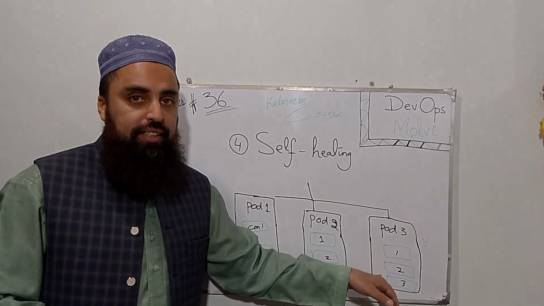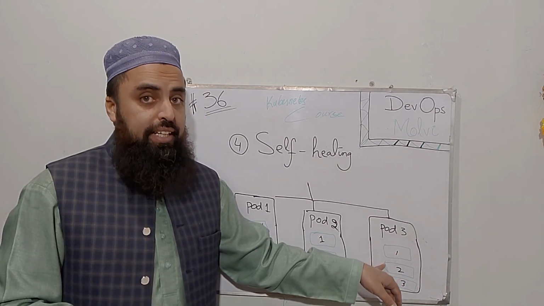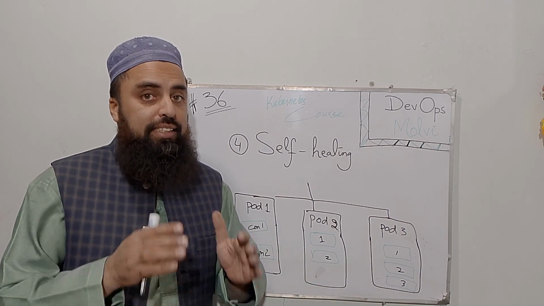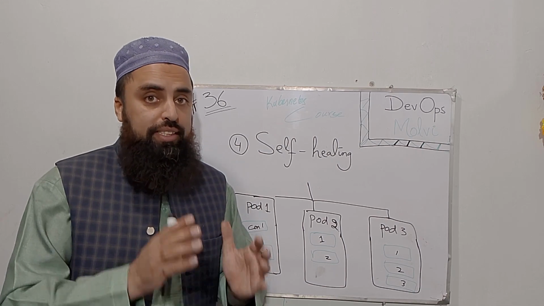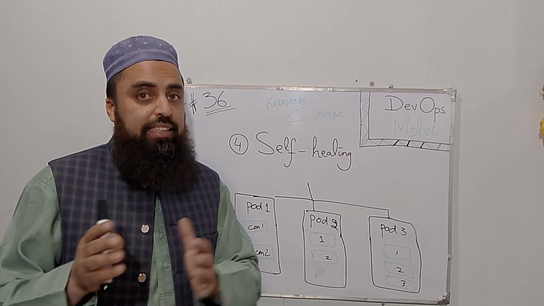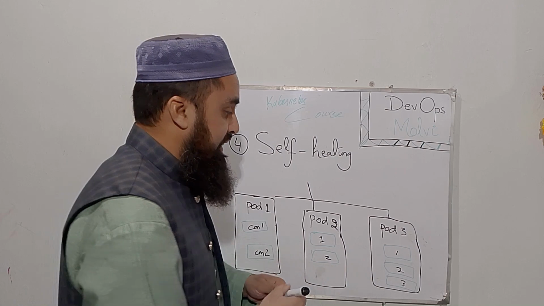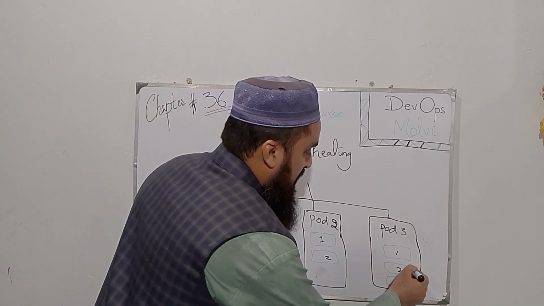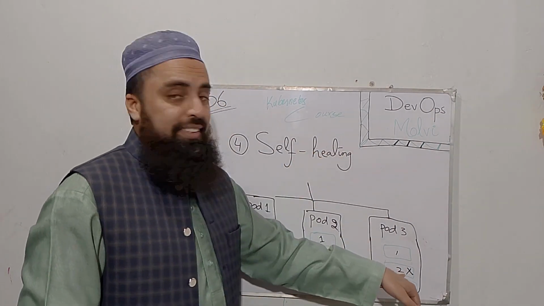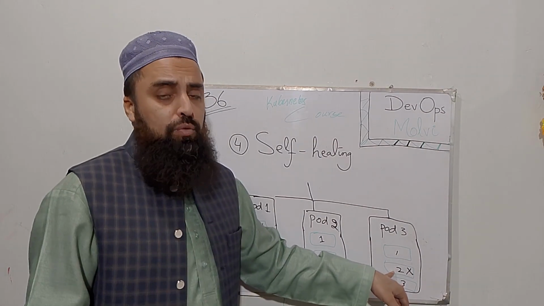So these are containers running inside the pods. If any container in any pod fails, Kubernetes will automatically detect the failure and will redeploy to its original or working state. And that is known as self-healing. For instance, let me explain it with an example. If in pod 3, number 2 container has failed, Kubernetes will automatically detect that number 2 container has failed for some reason.